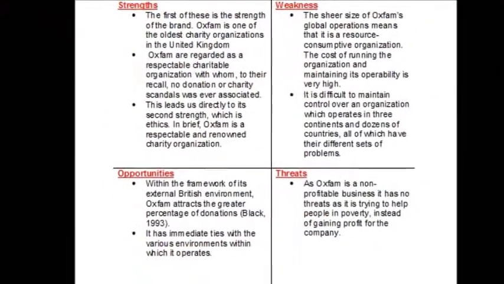Opportunities: within the framework of its external British environment, Oxfam attracts the greater percentage of donations. It has immediate ties with the various environments within which it operates.